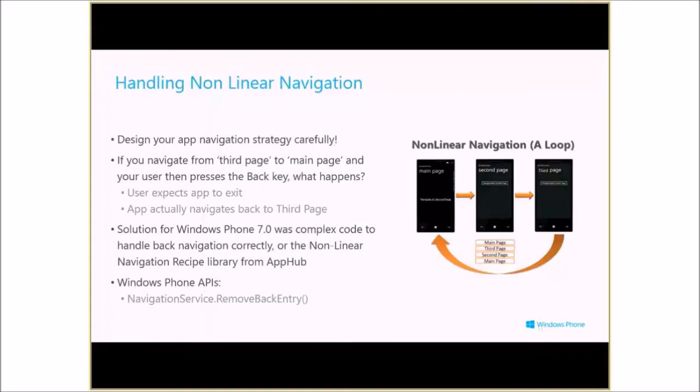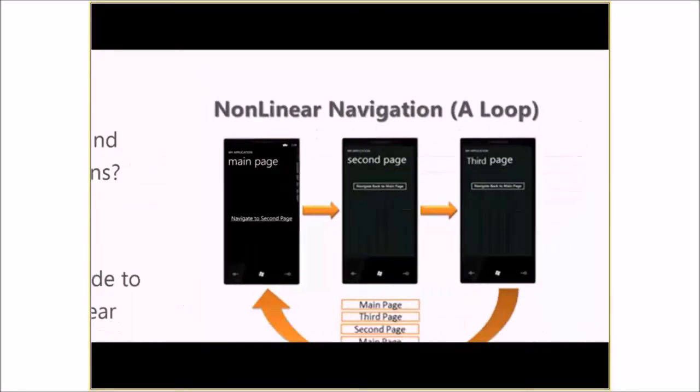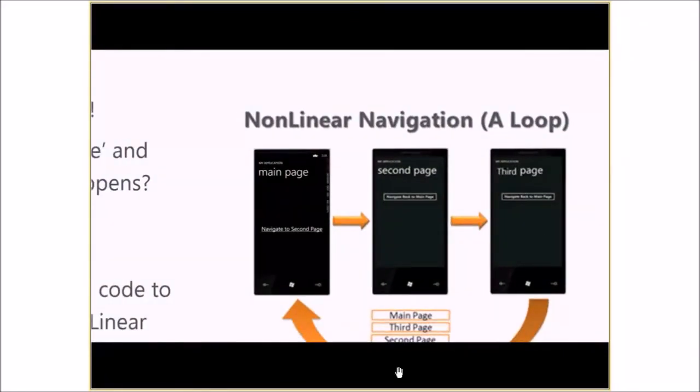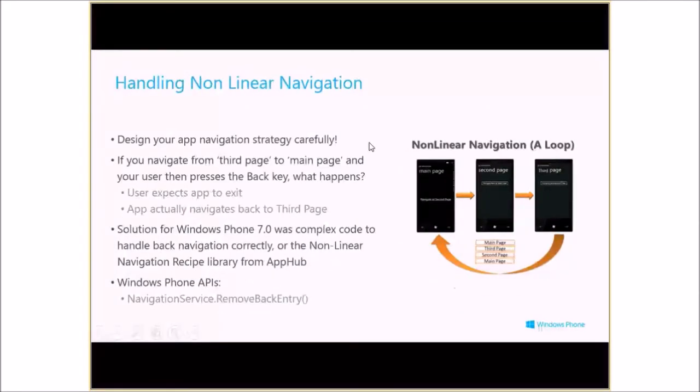What about non-linear navigation, which means that you're kind of going through a circle? So you're going from the main page to the second page, and from the second page to the third page, and from the third page, you're navigating here. I know it's not clear. Let me try to zoom in. Okay. So you're navigating back to the main page. If you click this button, you should go back to the main page. So this is non-linear, kind of like a loop, right?